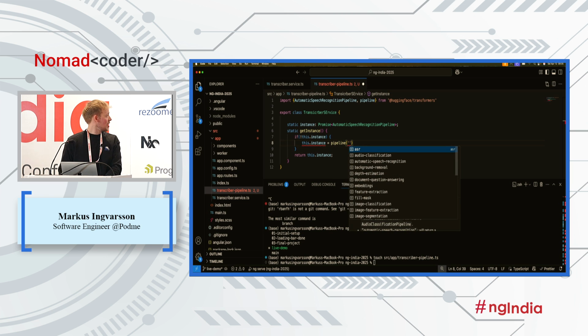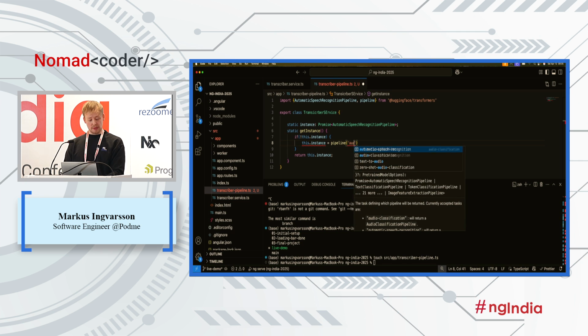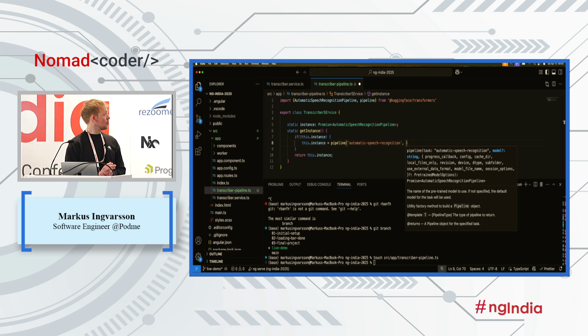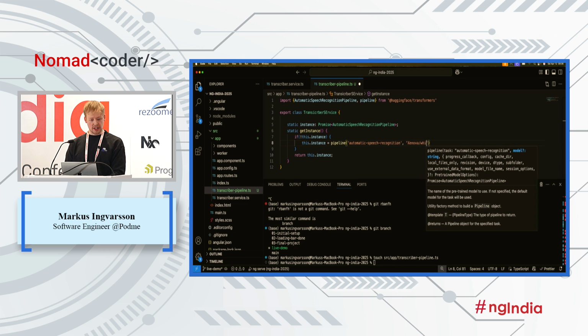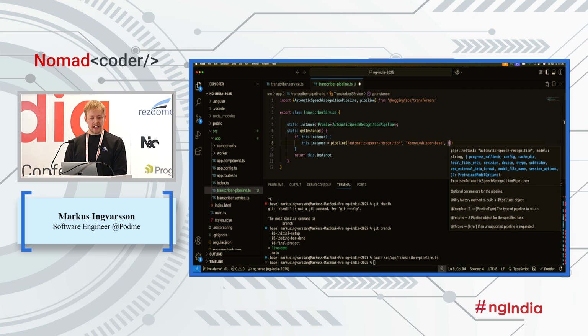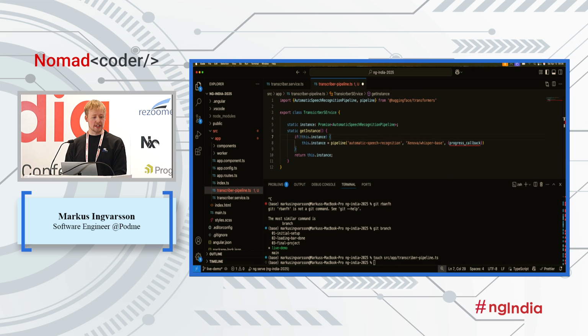And first, we're going to pass in the task. So the task will be automatic speech recognition. And the second one is going to be the model ID. I happen to know this one already, so let's save ourselves some time. And I'll just add Xenova/whisper-base. And then we're also going to add an object. And in this object, I'm actually going to add a progress callback.